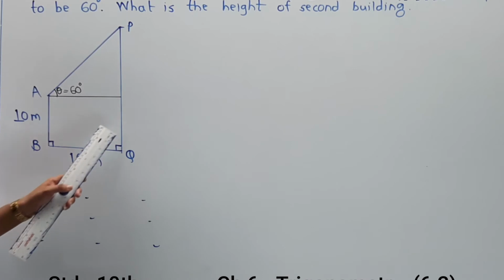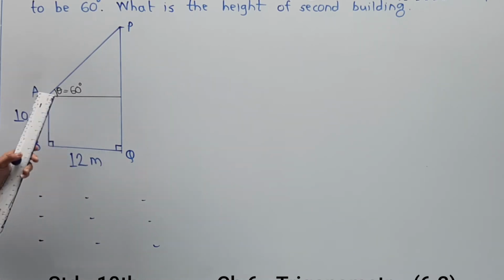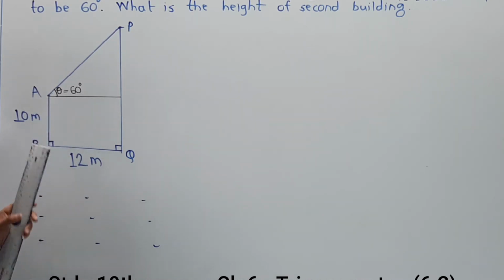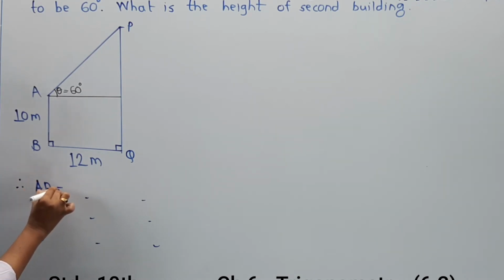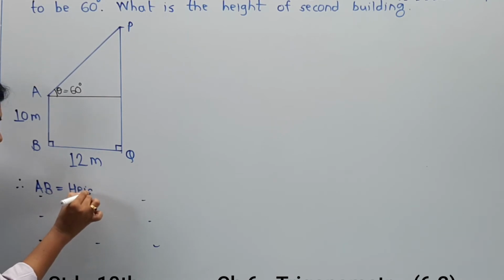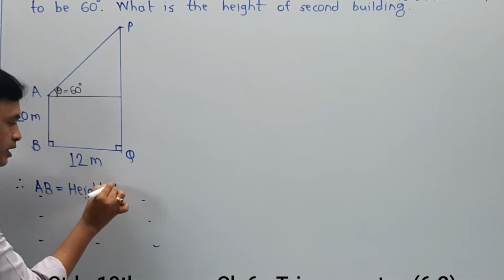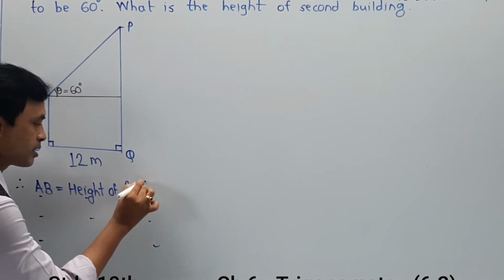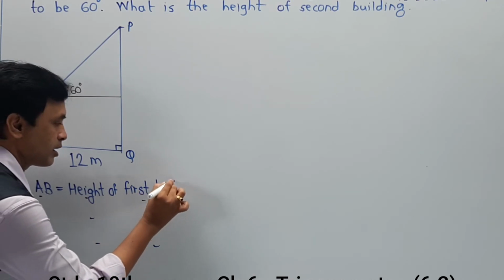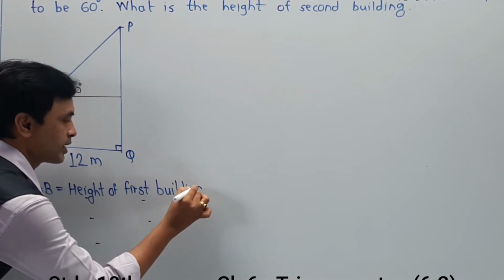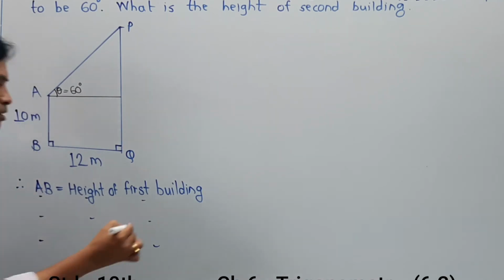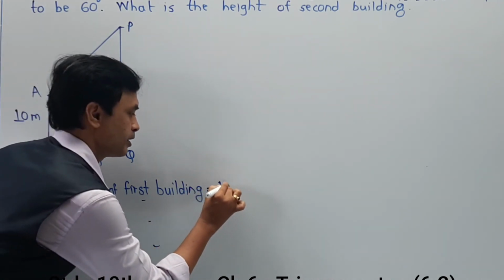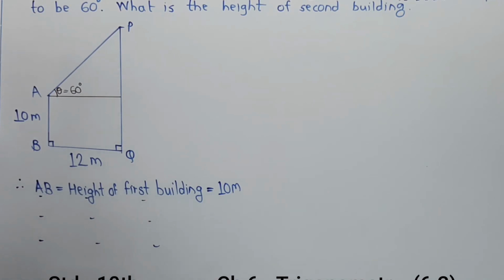Now, as per the diagram, whatever part is ready, declare it. For example, AB, that is the height of the first building. So I'm going to write that part over here. AB, that is the height of the first building, and that is given as 10 meters. So I'm going to write it as 10 meters. Next, the height of the second building, that is PQ. But remember that we have to calculate it over here.